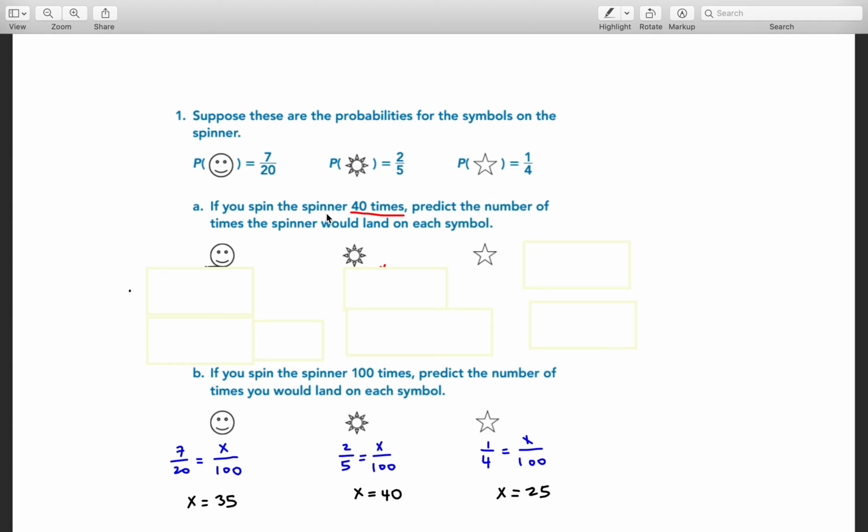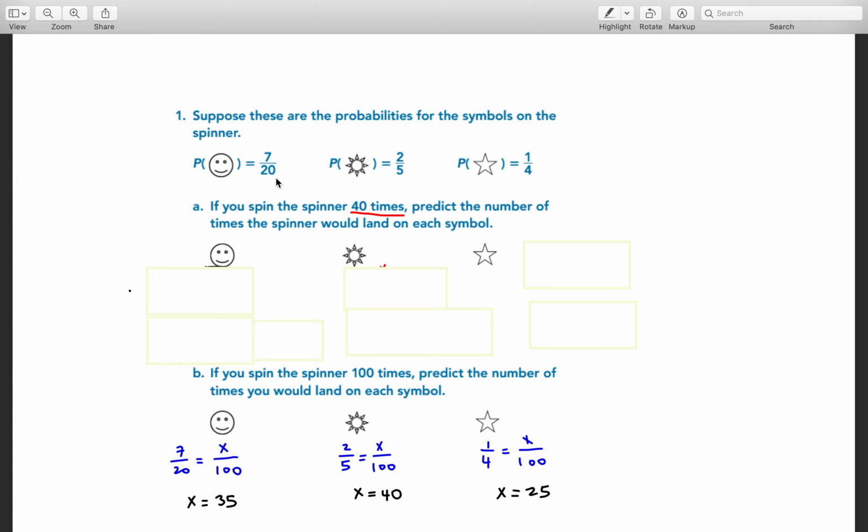Okay, so if you spin the spinner 40 times, so you're doing the experiment 40 times, you're spinning it 40 times. Predict the number. Predict means you're making an educated guess on the number of times the spinner will land on each symbol. We know that the probability of the spinner landing on a smiley face is 7 over 20. So all you have to do is make a proportion.